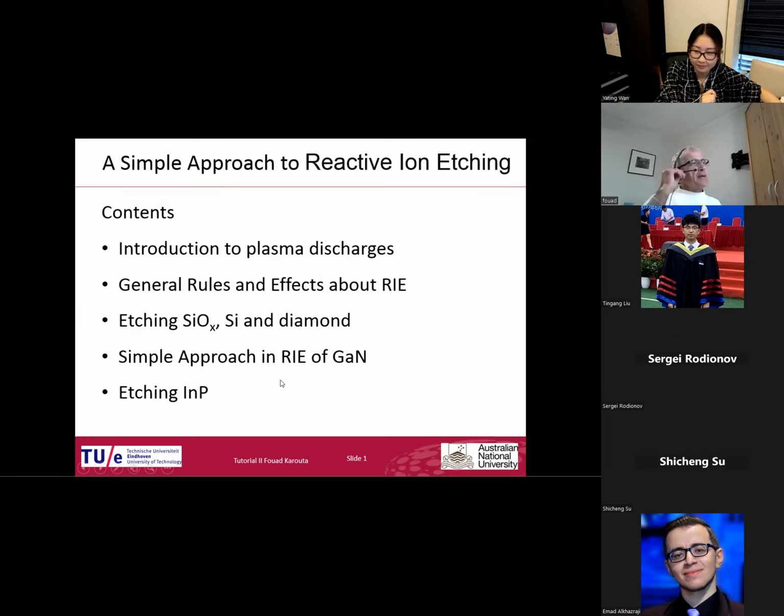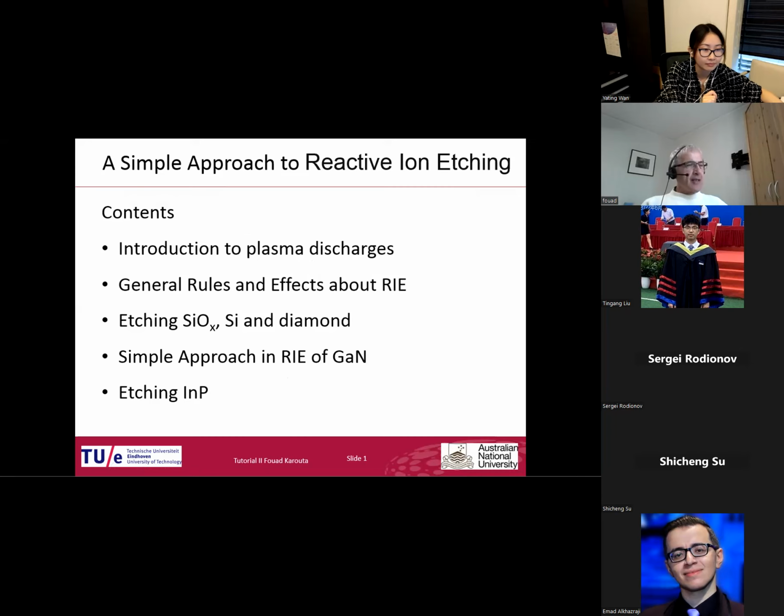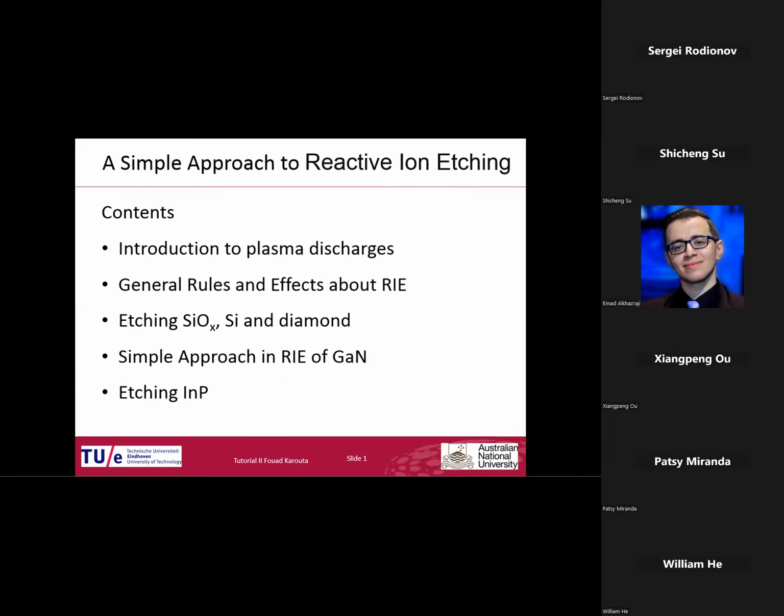Okay, yes. So today we are going to talk about a simple approach to reactive ion etching, but it is more than that, because I will also be talking about etching high aspect ratio structures and application in photonic circuits or integrated photonics. I will also be talking a little bit about gallium nitride. And again, on any of these subjects, if you have comments or questions, please feel free to contact me. I'm happy to discuss further.